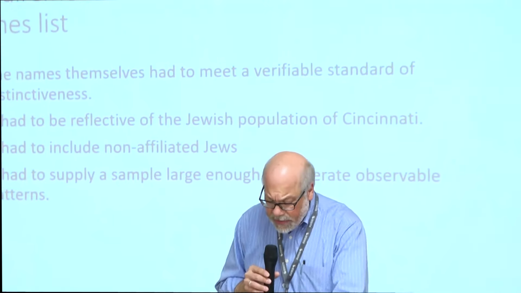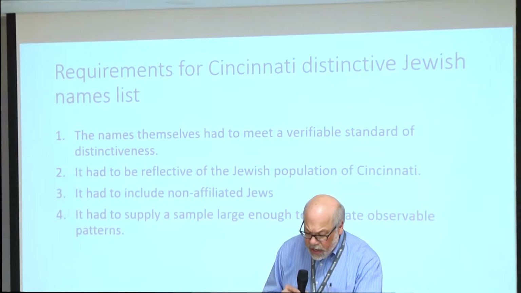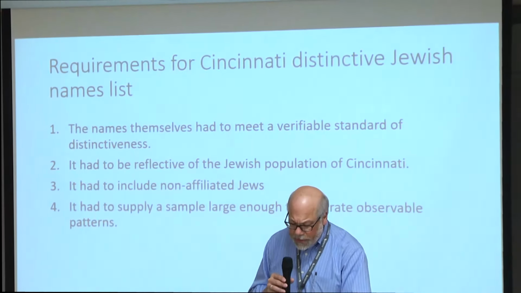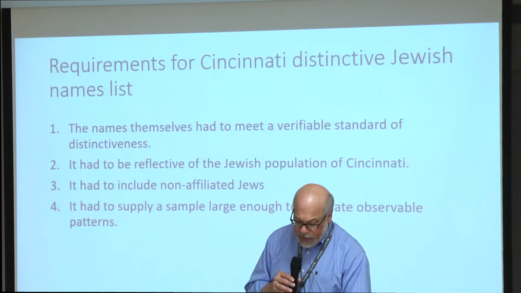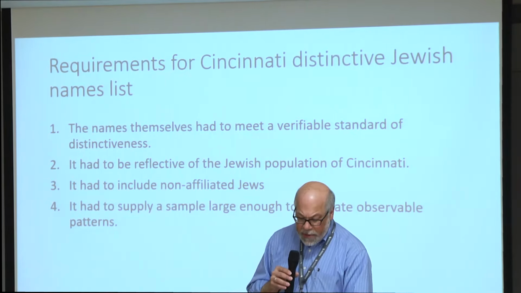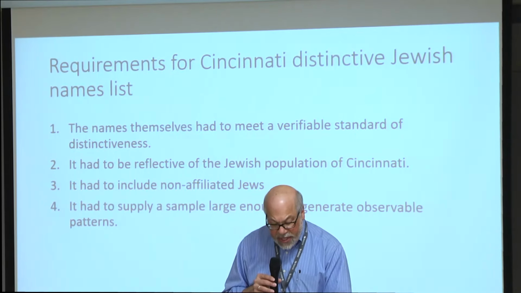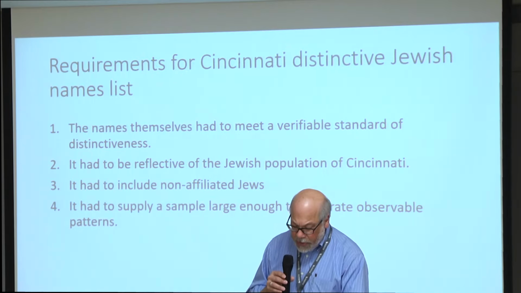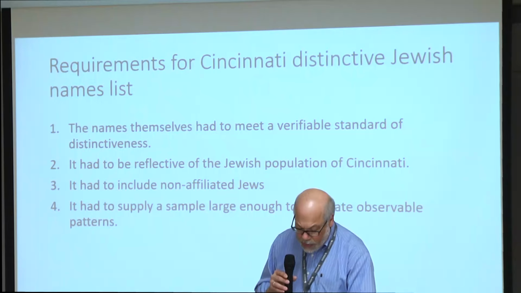First, the names themselves had to meet a verifiable standard of distinctiveness. Rosenwake's ranking of distinctiveness of Jewish names confirms that certain common Jewish names are also frequently found among non-Jews. For example, the names Weiss, Klein, Stein, and Schwartz appear on several lists of common German surnames. Therefore, a list of distinctive Jewish names for Cincinnati must exclude names that are also common among non-Jews, even though they could be distinctive elsewhere.